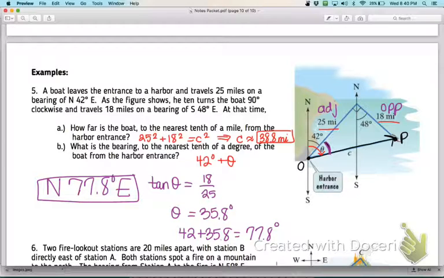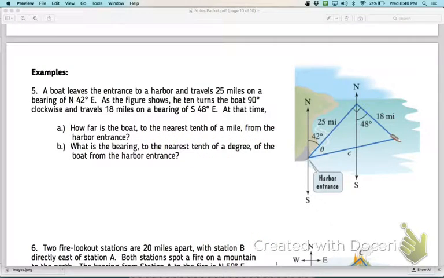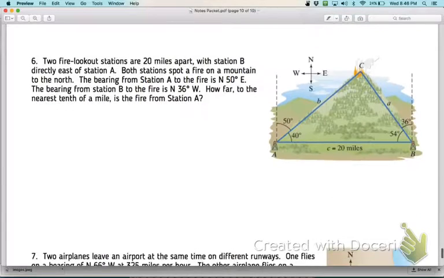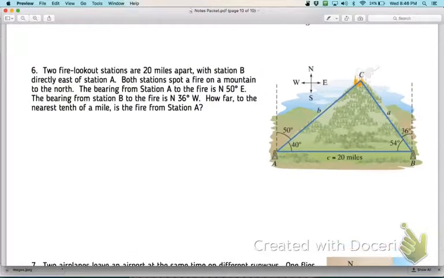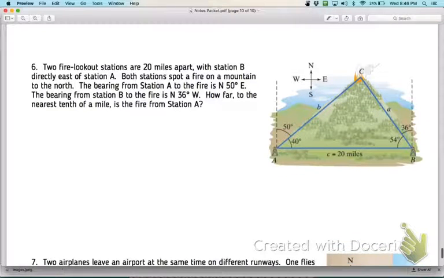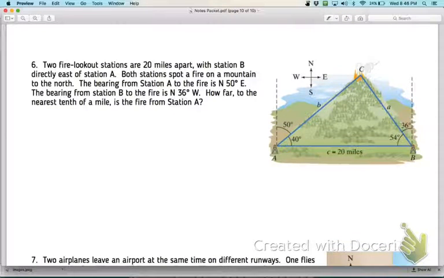Okay, so there's one example. Let's look at just one more here. So this is kind of a classic problem, and this last one is real similar. So let's just do 6, and then you can look at 7 in the notes if you want to. So 6 says 2 fire lookout stations are 20 miles apart. That's labeled on the picture.